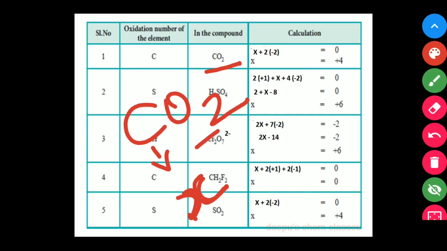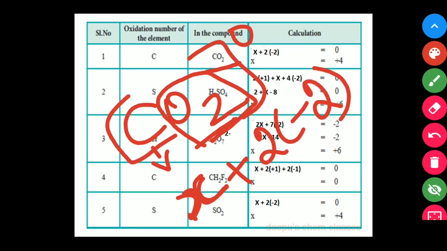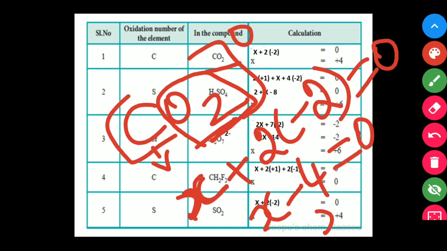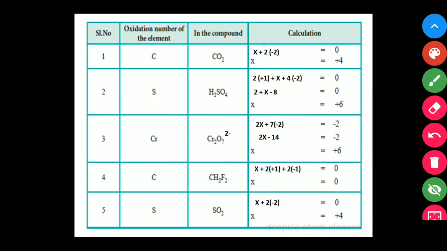From the general points we have seen, in most compounds the oxidation state of oxygen is -2. Here 2 oxygens are present, so 2 into -2. For carbon dioxide there is no net charge, so we equate it to 0. So x plus 2 into -2 is x minus 4 equal to 0. Bringing -4 to the other side, it becomes +4, so x equals +4. The oxidation state of carbon is +4. This is the way we find it for all compounds.